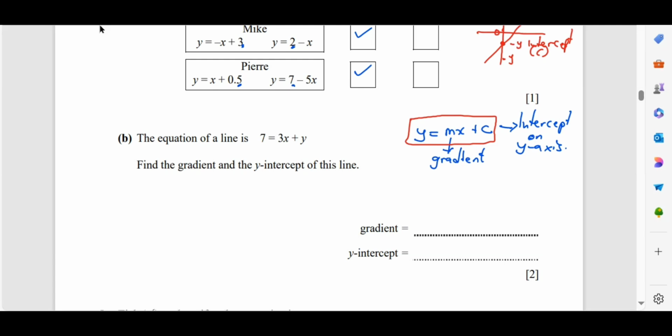So if we write this equation in this form, I have to take these 3x to meet 7. So I'm going to have 7 minus 3x equal to y, which you can write as y equals minus 3x plus 7. Plus 7, sorry. So you can see that the m, which is the coefficient of x, is minus 3. So that's our gradient, minus 3. And the constant, which is the y-intercept, is plus 7.